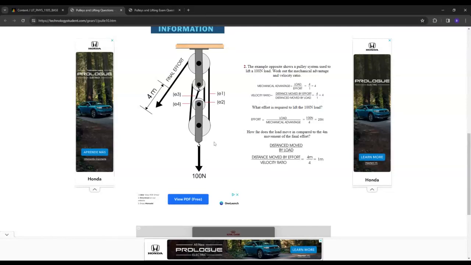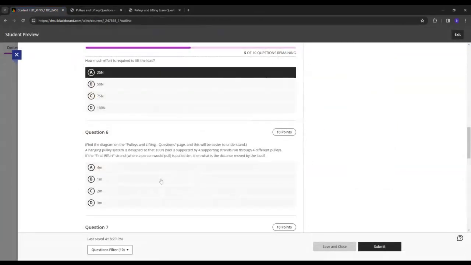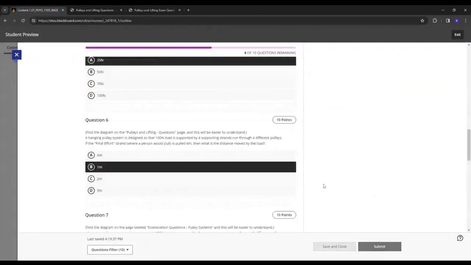Okay? So if we're going to pull 4 meters of rope, we want to see how this thing's going to move. Remember that 4 meters is going to be split between all the different pulleys. We'd end up with 4 meters divided by 4. Sometimes it's called distance ratio. Here they kept it named as a velocity ratio, but it's the same. So, like I said, that's going to be split between all 4 pulleys. 4 divided by 4 is 1.